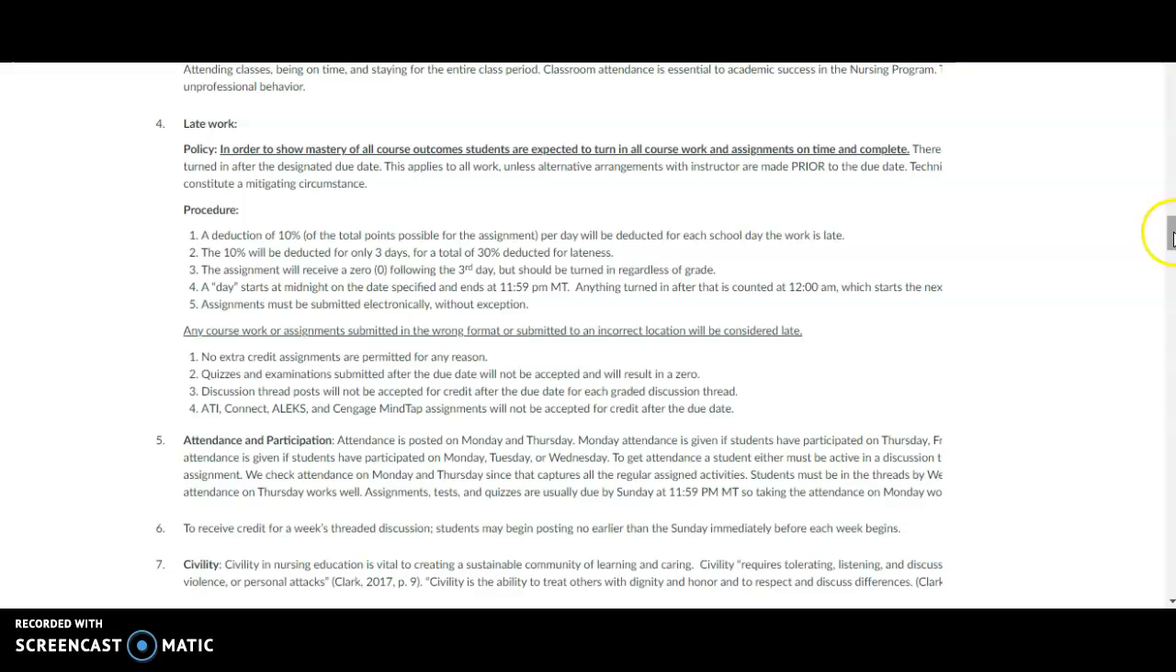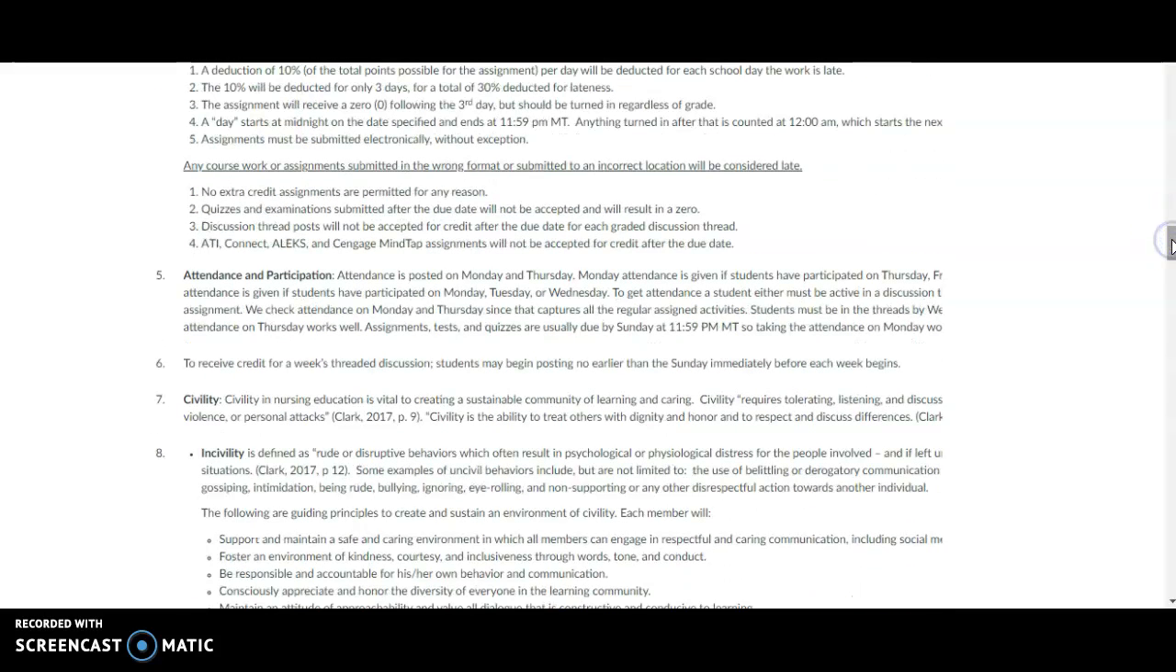We do not allow redos or extra credit, so please remember that when you submit an assignment, and this is underlined, you need to submit it in the correct format. So always double check what your assignment looks like when you turn it in. Is that what you meant to do?